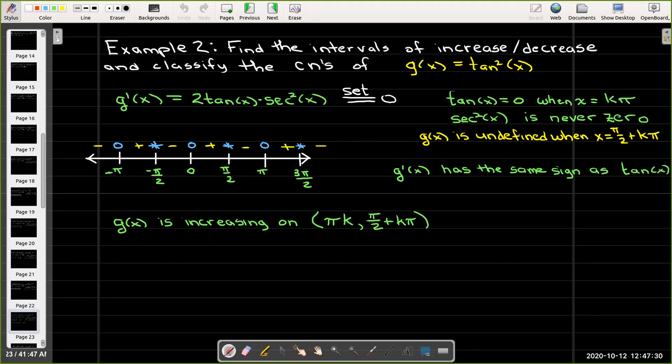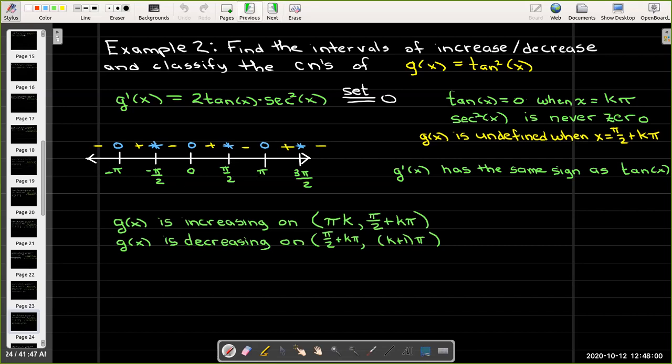Where is g of x increasing? Well, it's increasing where tangent is increasing. So how can I look at that? 0 to pi over 2, then pi to 3 pi over 2. It starts on an integer multiple of pi, and then it ends pi over 2 radians later. So that's how I can write the intervals where g of x is increasing.